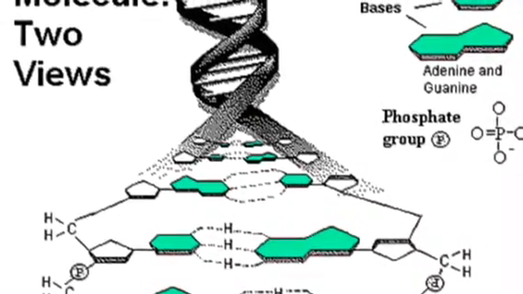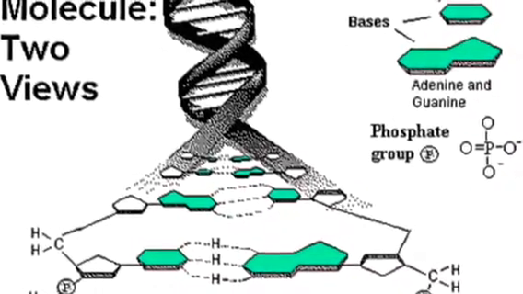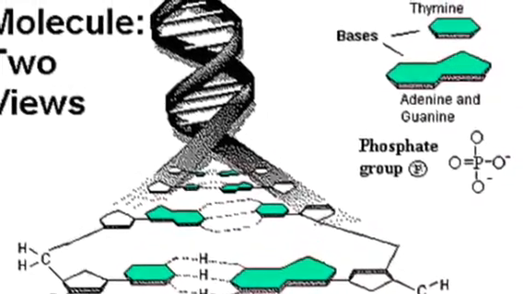Nitrogen is important because it's used in bases for DNA like guanine, thymine, adenine, and cytosine.